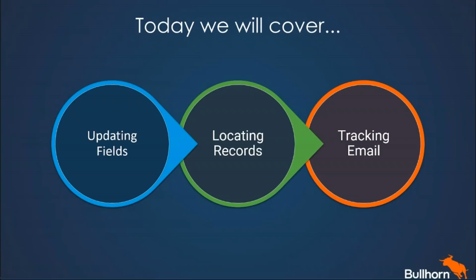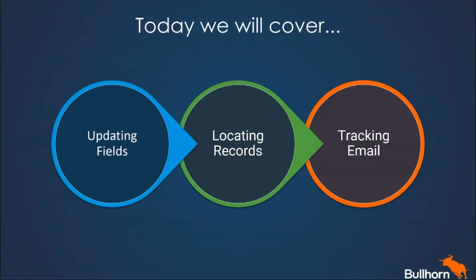The next one is locating records. You may run a search, or you may have a candidate record, a job record, or something that you know is in the system, and you can't find it, and you run into issues there. So we're going to take a look at a couple of different options on how to find records when you know they're there, but for some reason you're not able to locate them in Bullhorn.